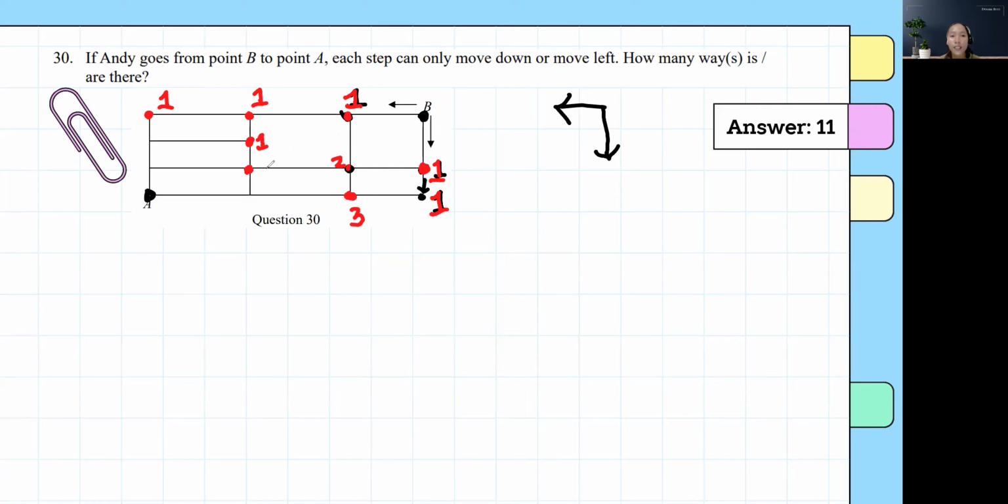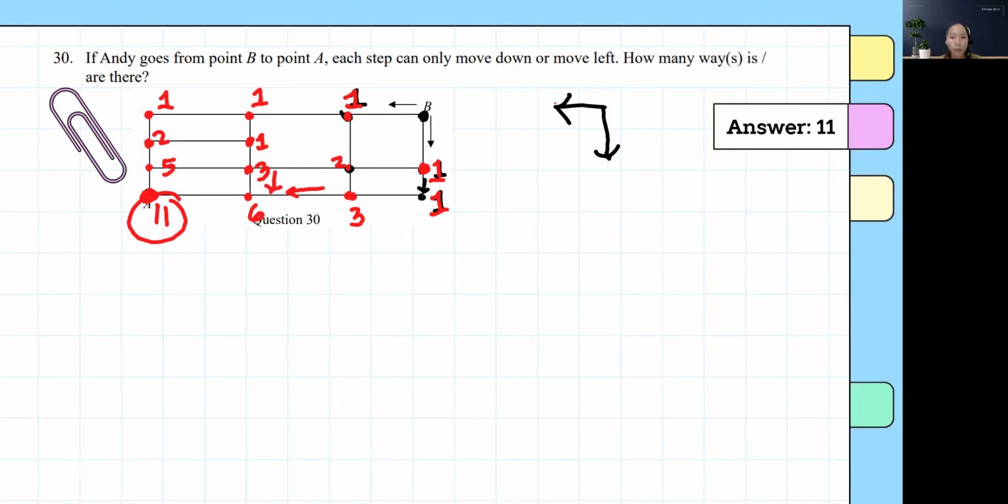From this point, this is the sum of 1 plus 2 right here. That's 3. This point is 3 plus 3. Okay, 3 plus 3. That's 6 ways to get there. Okay, adding these two points. This is 1 plus 1, 2. 2 plus 3. That's 5. 5 plus 6. That's 11. So we're already at point A, right? So A is equal to 11. And that's the number of ways to get to point A. So we already have our answer.